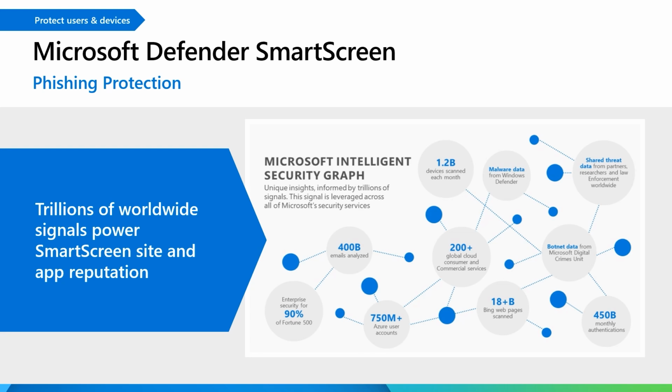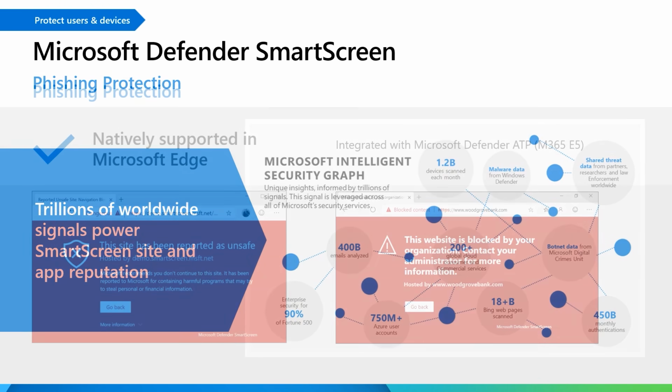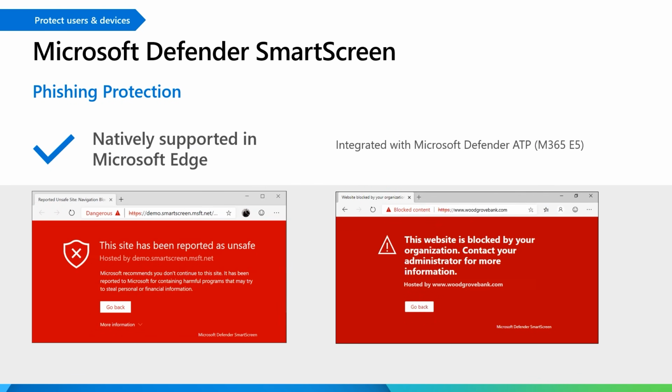Our partners all provide a huge amount of signals that is fed into the Microsoft Security Graph and then channeled through to your browser via this SmartScreen integration. So this is a very powerful way to mitigate your phishing concerns in your enterprise. And as you guessed it, this is already natively supported.